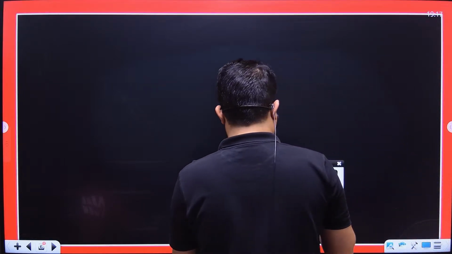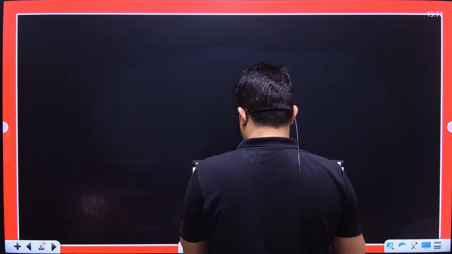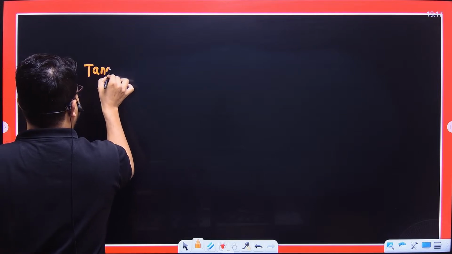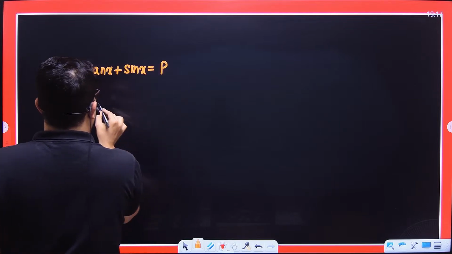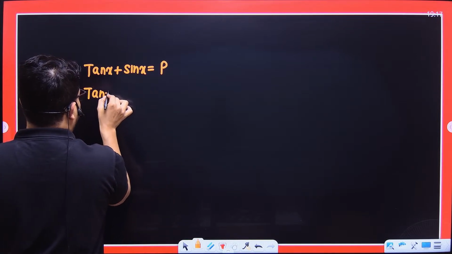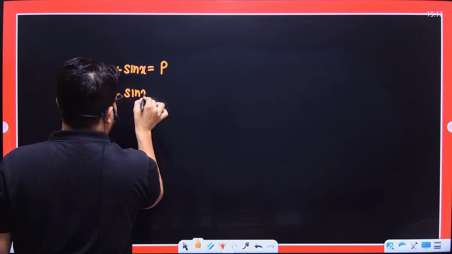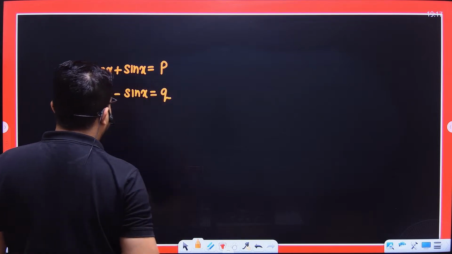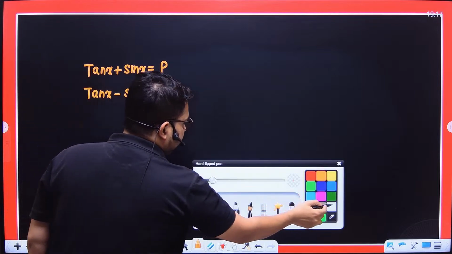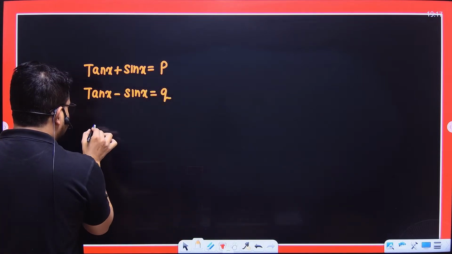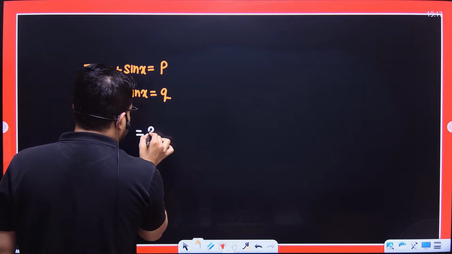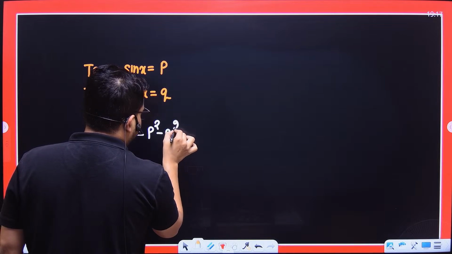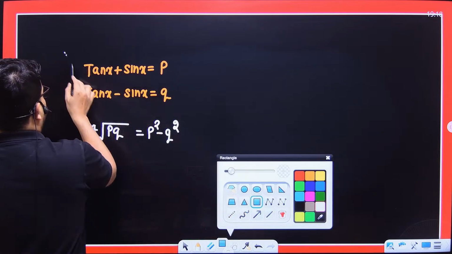See, we have two results. If tan x plus sin x is equal to P, and tan x minus sin x is equal to Q, if SSC ever asks questions on this pattern, then you have to remember that 4 times under the root PQ is always equal to P square minus Q square. This one is the result which you have to remember.